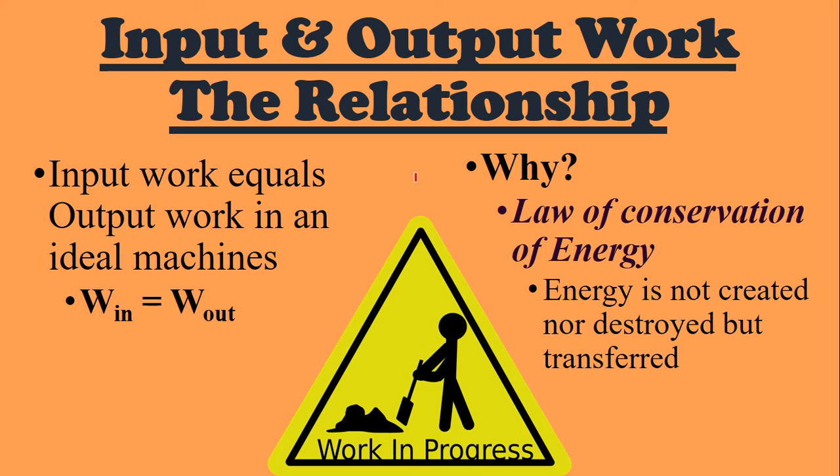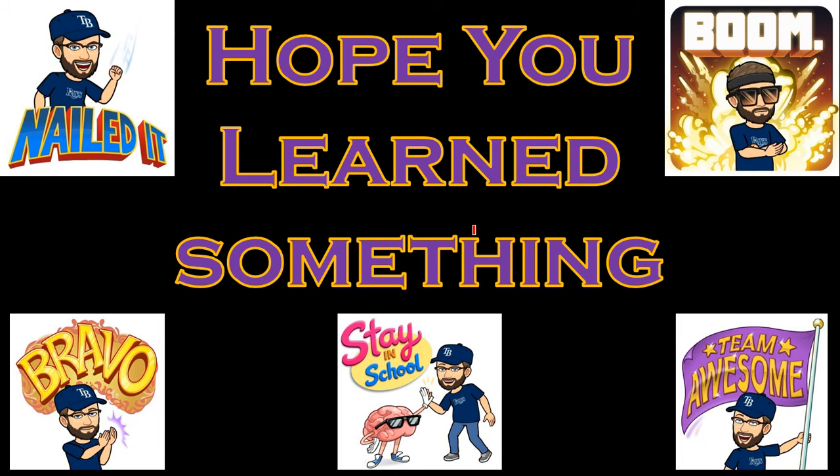Now the input and output work relationships. Input work equals output work in ideal machines. Input work equals output work in an ideal machine. The reason why is the law of conservation of energy. Energy cannot be created nor destroyed, but it can be transferred. And since work is the transfer of energy, that's what comes in here. And this is a little bit about the basics of machines and what they're doing in a physics sense.